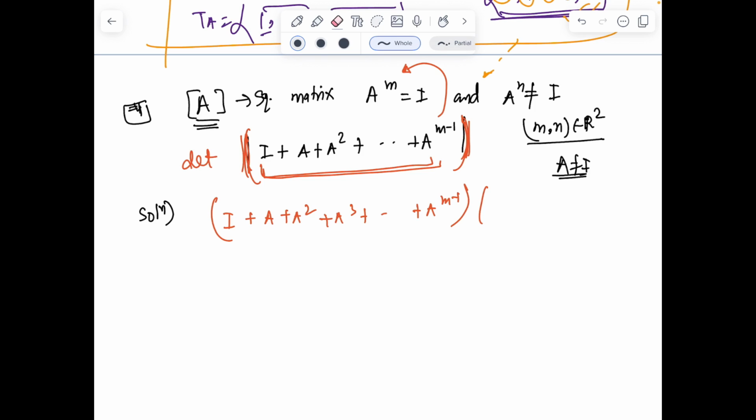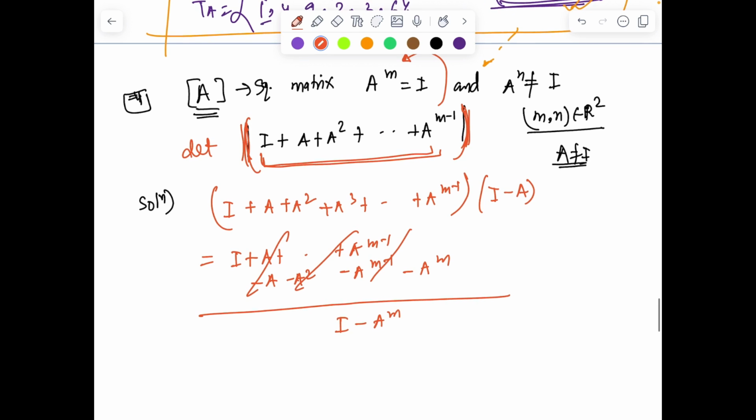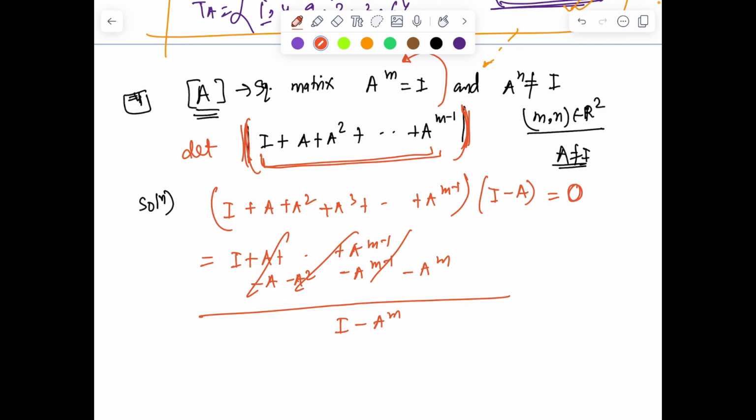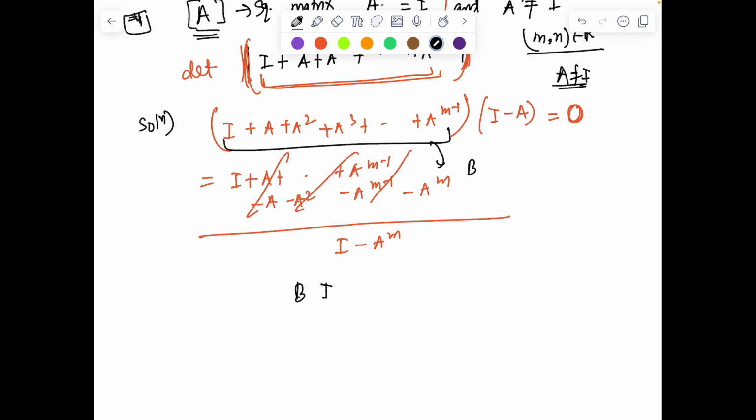So hence, what if I multiply this with, let's say, I minus A. So let's try. So the first expression is going to be I plus A to the power m minus 1. Minus A will give you minus A squared, and the last terms will be minus A to the power m minus 1, and the last term will be minus A to the power m. So everything will get kicked off and I'll get I minus A to the power m. So that's exciting. And this indeed has to be 0, the null matrix. So now let's call this matrix B. So I know matrix B times I minus A is a null matrix.